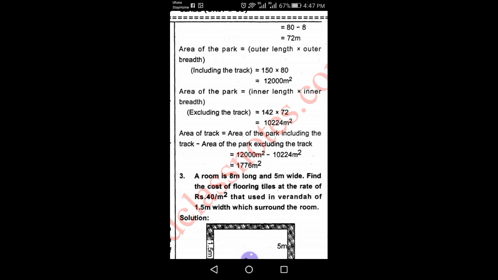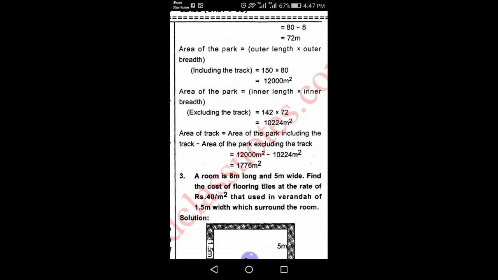Inner length into inner breadth. Putting the values, 142, which is the inner length, multiplied by inner breadth, which is 72. By multiplying these values, we get 10,224 meters square, the area of the park excluding the track.